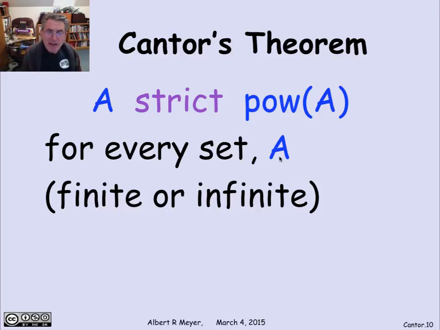Because remember, if A is finite, say A has n elements, then the power set of A has 2 to the n elements. And you can check that even for n equals 0, n is less than 2 to the n. 0 is less than 2 to the 0, which is 1. 2 is less than 2 squared, which is 4, and so on. So even for finite sets, we have A strict power set of A. But the cool thing is that it works even for infinite sets.